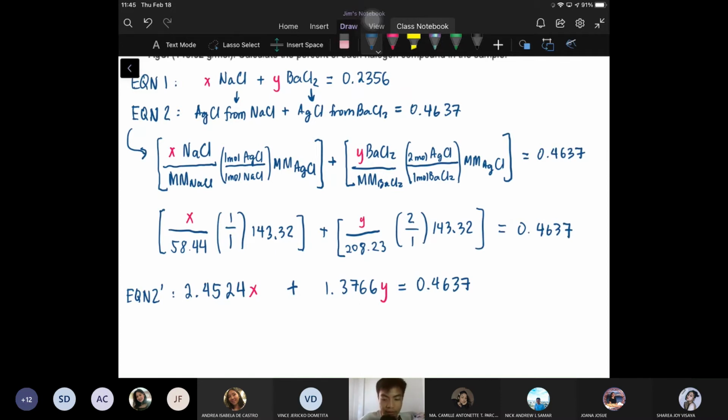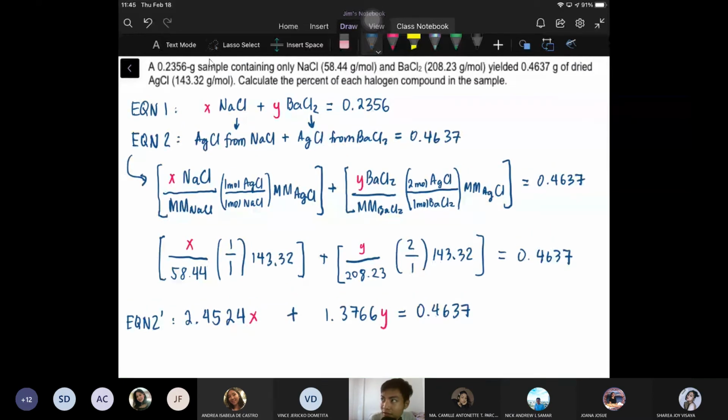So ano ginawa natin dito? Uli ginawa natin, no? From the top tayo para mas makita natin. So from the top, okay, para bago kayo ma-intimidate, no? So yung first equation natin, this tells us that x grams of NaCl plus y grams of BaCl2 will give us our sample mass, which is 0.2356.